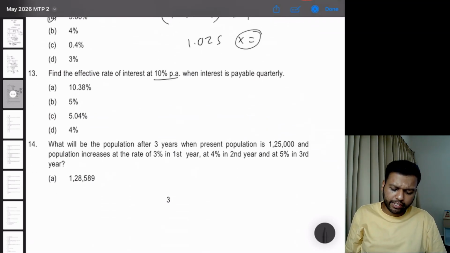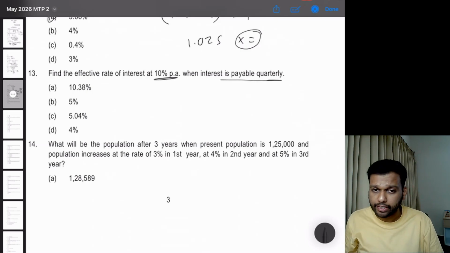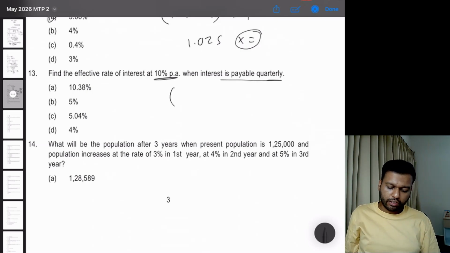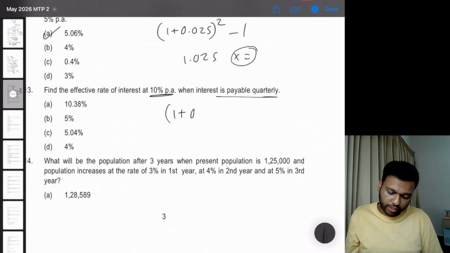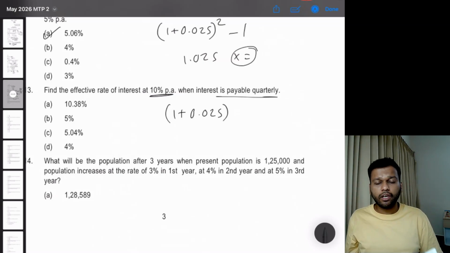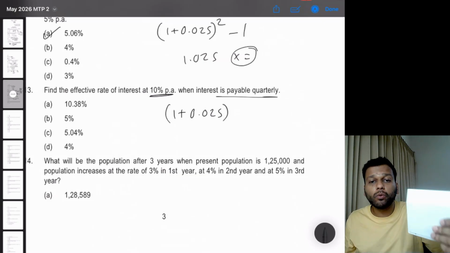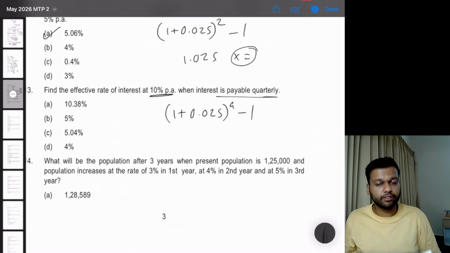Find the effective rate of interest at 10% when interest is payable quarterly. Now try by yourself first. So interest is payable quarterly, that means 1 plus. Again, 10 we have to divide by 4 now because there are 4 quarters. So it will again be 0.025. And n is what? How many quarters are there in a year? 4 quarters. So that's it.